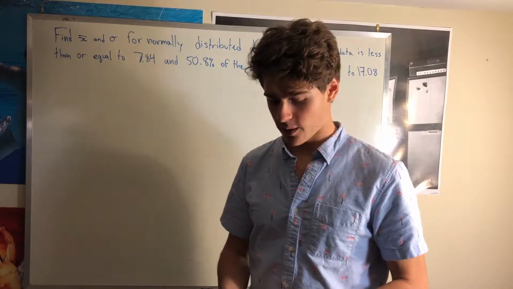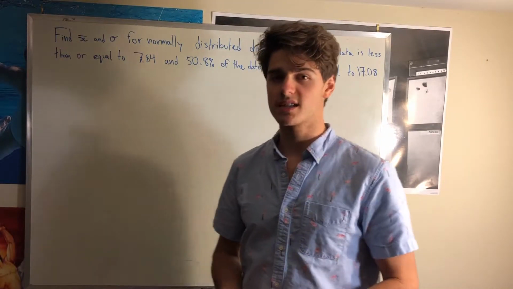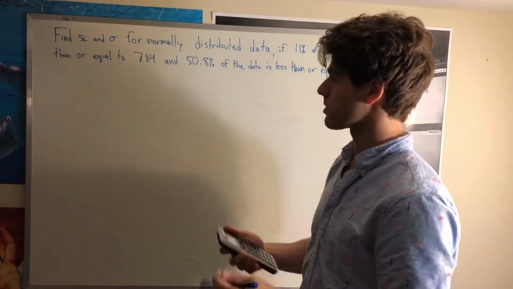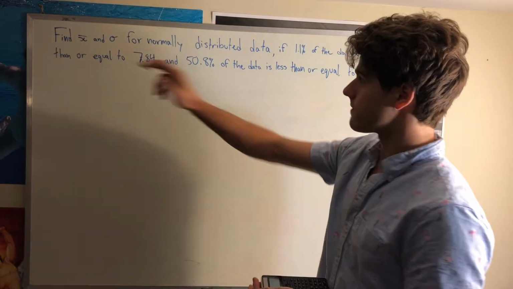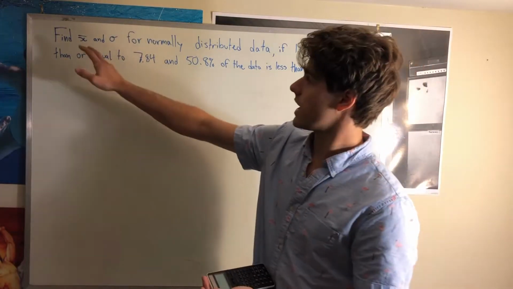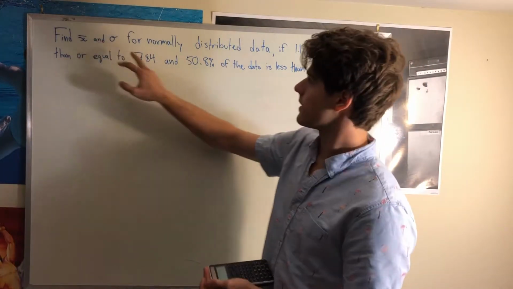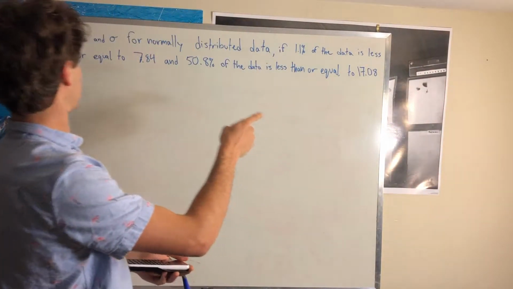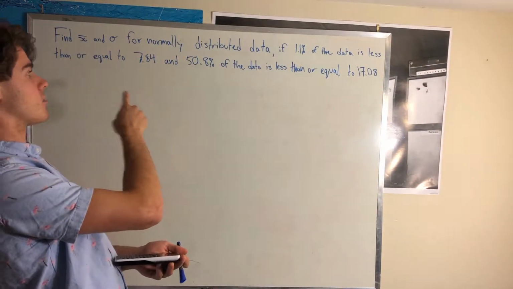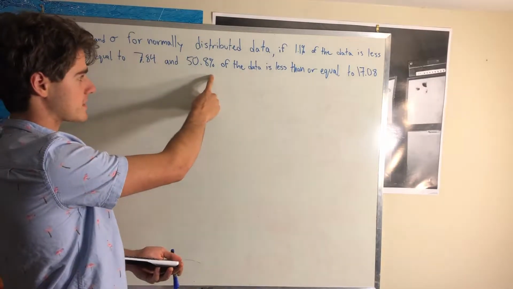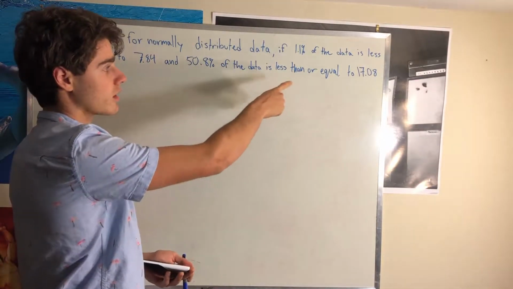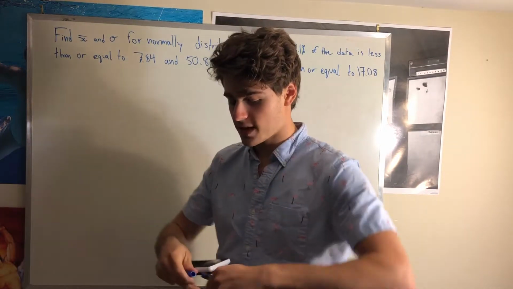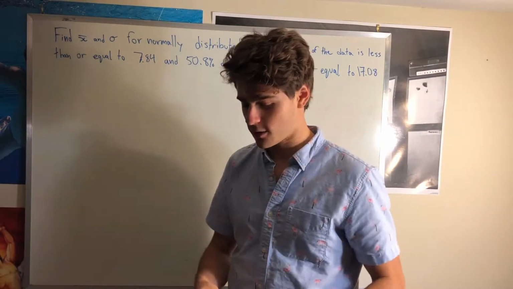In this video, we're going to be going over how to solve problems using z-scores, okay? So here I've written the problem, and I'll read the problem, and then we'll get into solving. Find the mean, x bar, and the standard deviation, sigma, for normally distributed data if 1.1% of the data is less than or equal to 7.84, and 50.8% of the data is less than or equal to 17.8. Okay, so it's normally distributed data, which means that we are able to use our z-score table, okay?